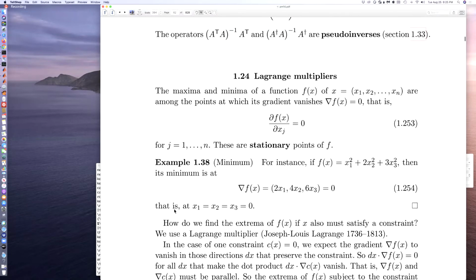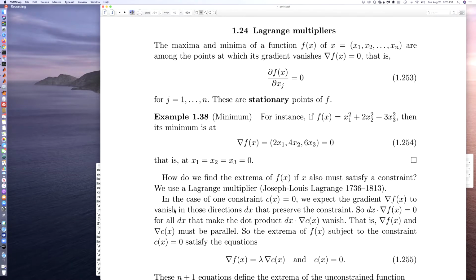Let's go now to Lagrange multipliers, which is an important technique, and it's something that you probably have seen in an earlier course, but it's nice to review it, I think. So the maxima and minima of a function of n variables are just the points at which all the partial derivatives vanish, and these are called the stationary points of the function. For example, if you have this quadratic polynomial, then the roots are simply, in this case, they're all equal to 0.